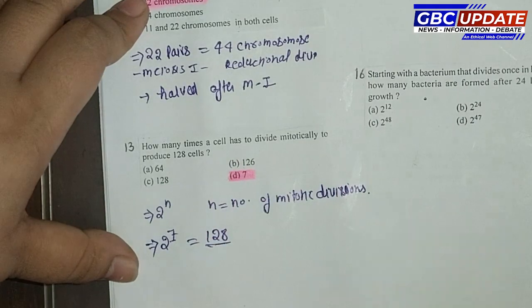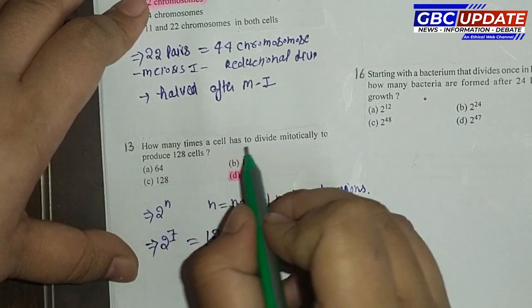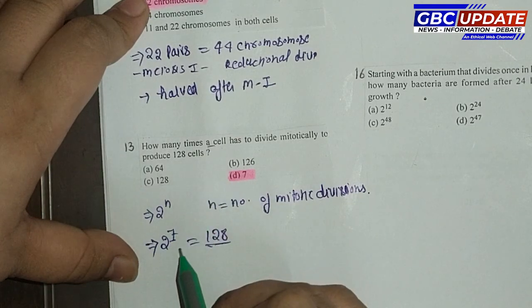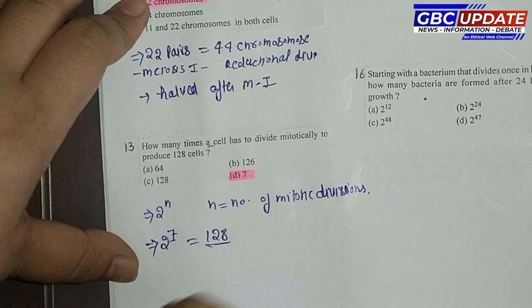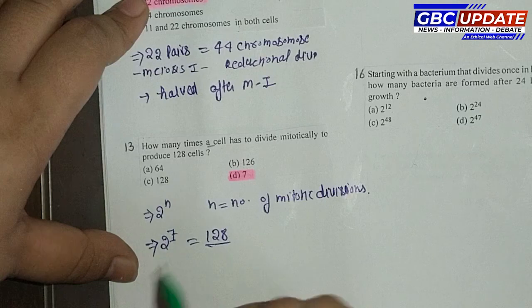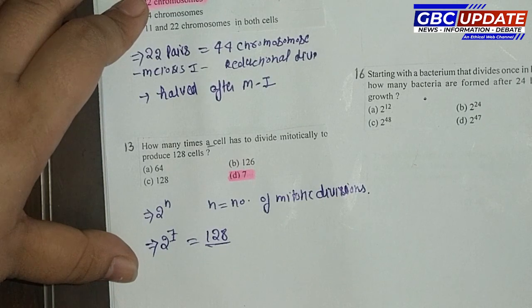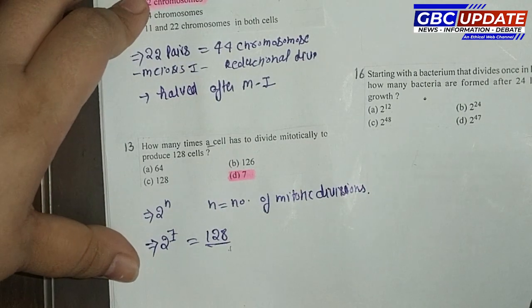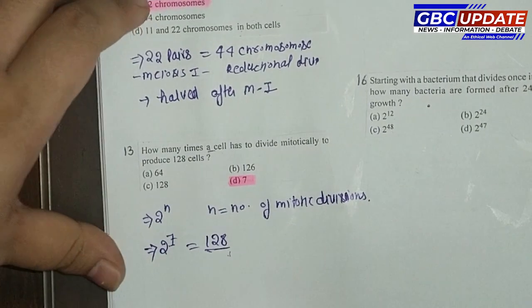They have asked about a single cell, so we are assuming that a single cell is going to divide 7 times, or 7 generations, to produce a total of 128 cells. That is why answer D is correct.